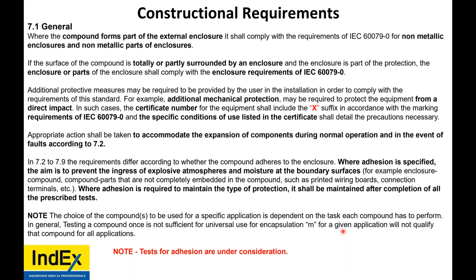where adhesion is specified, the aim is to prevent ingress of hazardous atmosphere and moisture at the boundary surfaces, compound or compound parts that are not completely embedded in the compound, such as printed circuit boards or connection terminals, where adhesion is required to maintain the protection, it shall be maintained after completion of all the prescribed tests. Now, to give an example of this would be, like we showed with the fluorescent light, some of those EXM components could have parts that are sticking out of the compound, so you can make a termination. So it's usually within another EX protection technique.